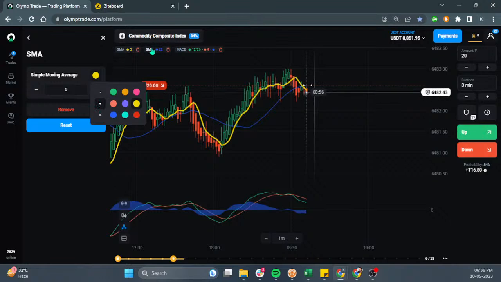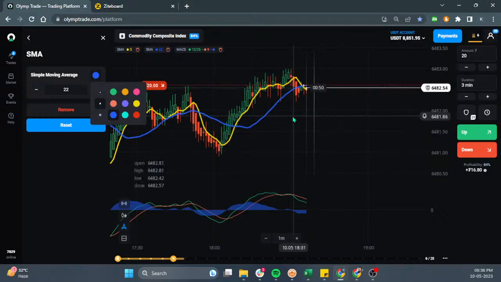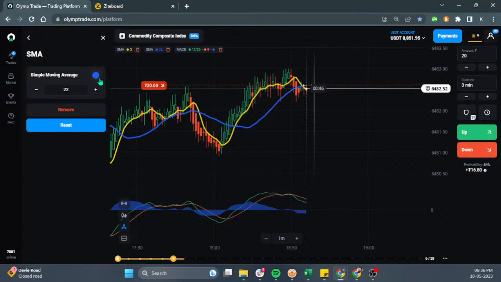And if you go to SMA 22, it's in the blue color. Of course, you can change the color if you want, and the thickness. I'm quite okay with the color, so I'm changing just the thickness at the moment, but you can do that too. So SMA 22 here represents how this asset, this commodity composite index, is moving from a 22 minutes point of view. Okay. And last but not the least, the MACD is over here for us.